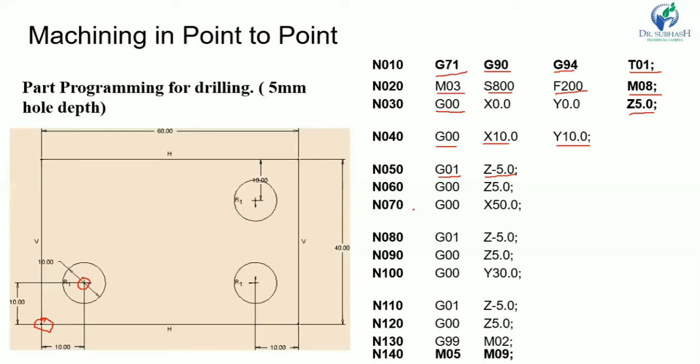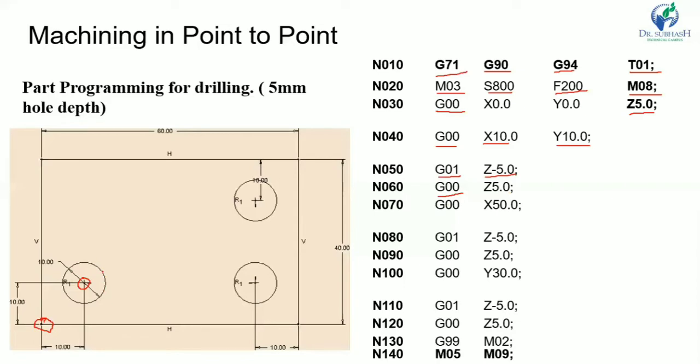Then the next is rapid traverse Z5. Now the tool will go upward 5 mm. So now here is the completion of hole number 1.